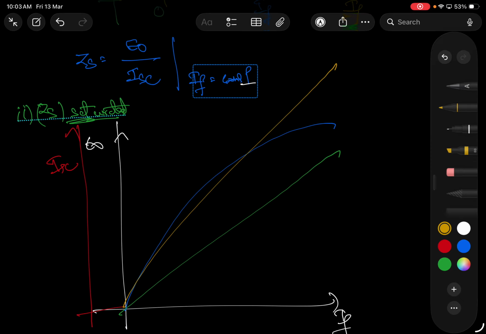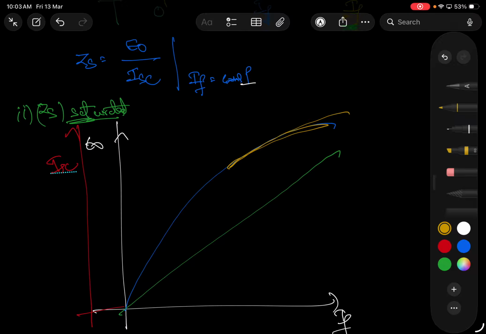As there is saturation, you can see this. As there is saturation, the characteristics will be slightly bending here.